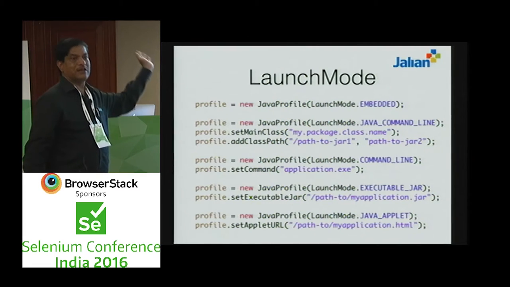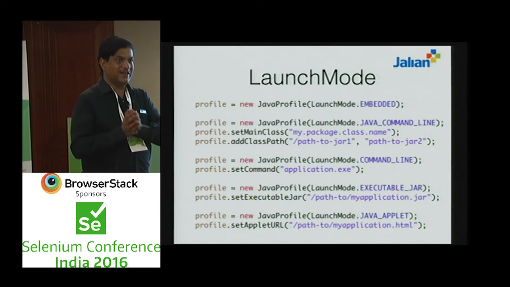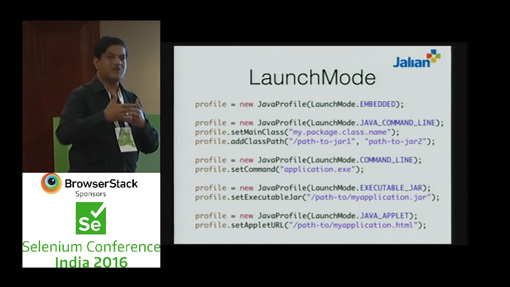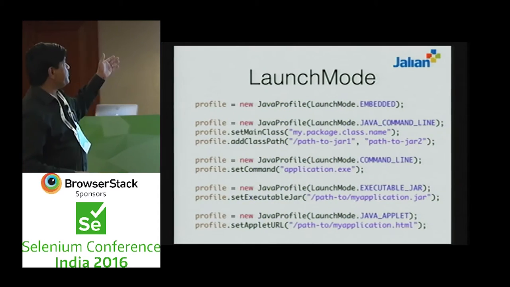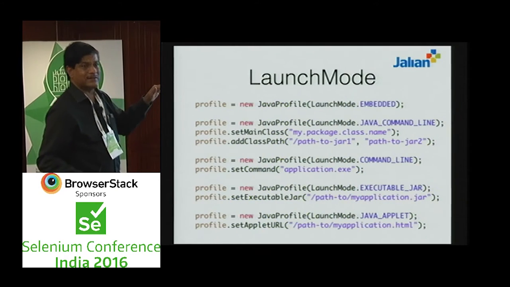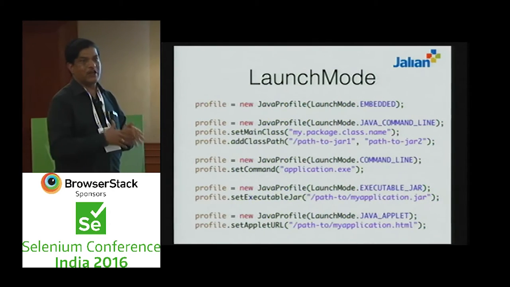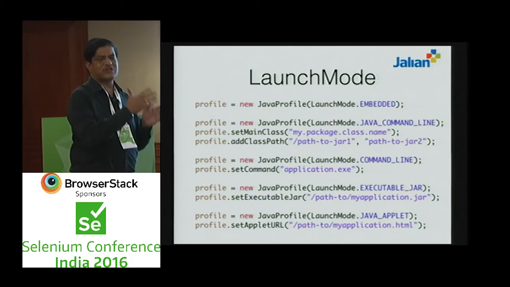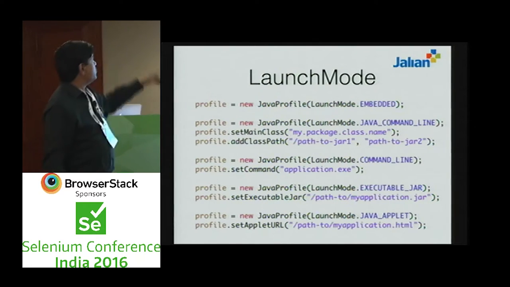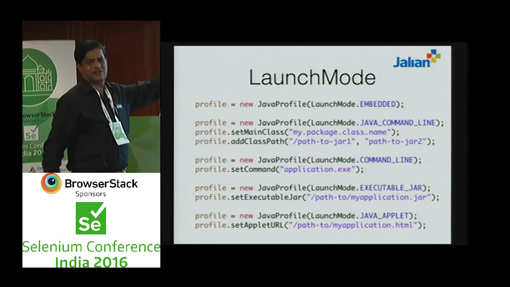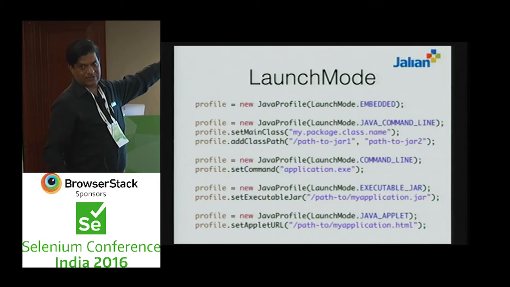The first one we have seen already, it is just LaunchMode.EMBEDDED. That basically means that the application is not going to be launched separately. It is expected that you will launch your dialog box or a frame or one of those, and then ask it to test it. The second one is Java command line. This is useful in the cases where we have a main class name and a class path and we are going to execute our program with java -cp, giving multiple jar files followed by the main class name. So profile.setMainClass and add class path. There are other things also, like you can set properties, which go as VM arguments, but these are the main parts of it.